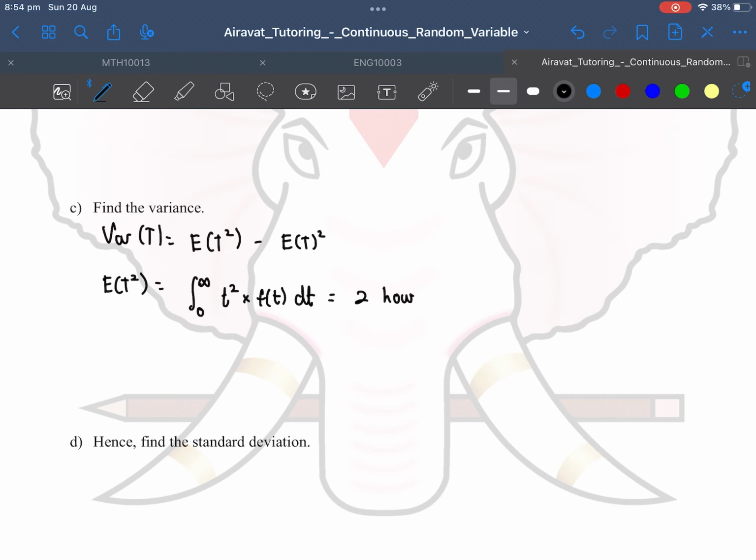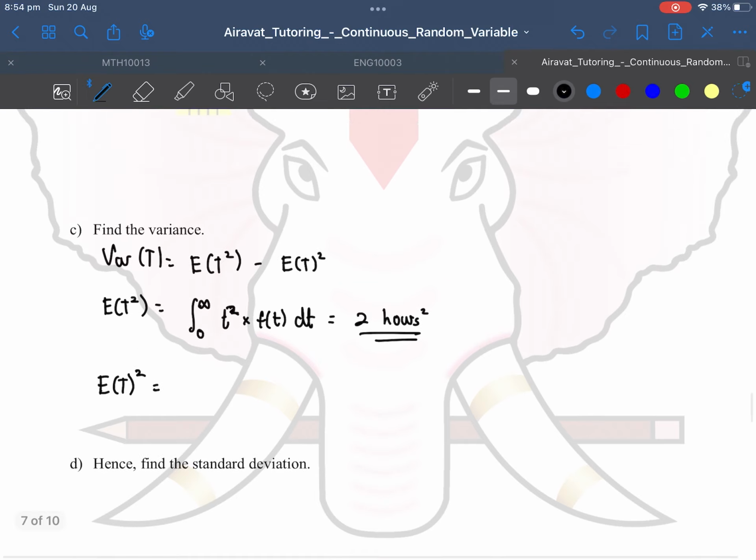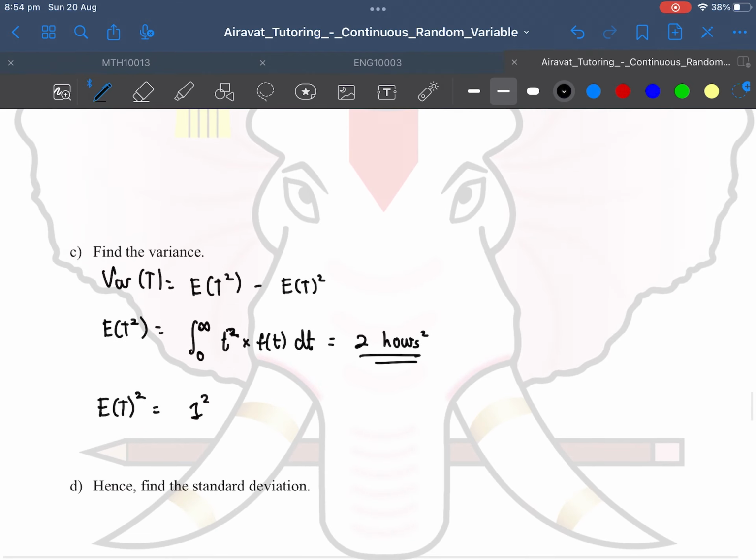Now what's our unit? Hours squared. Why is it hours squared? Well, here as you can see, time is squared, so the result that we get is going to be squared. Now what is our mean? We already calculated mean above, so we just have to square it. Our mean was just 1 hour, so 1 squared is obviously 1. Again, don't forget to write your unit. It's going to be hours squared. Why? Because our time unit is hours, square that and you'll get hours squared.